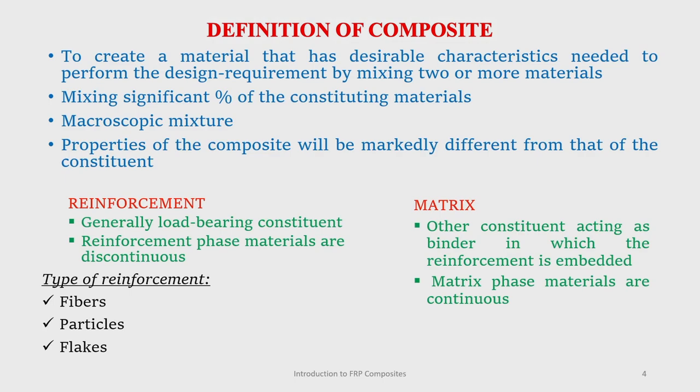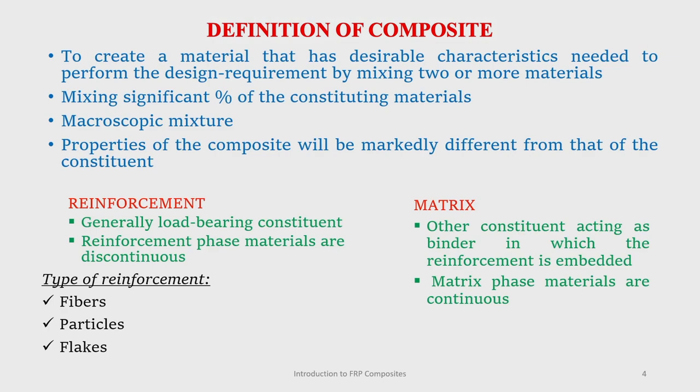This is important. To obtain desirable characteristics needed to meet the design requirements for some functional requirements, say, for example, we want a component which should be very strong. At the same time, it should be light. Now, as we know, metals are generally dense compared to, say, polymers. Therefore, the weight of metals is much more compared to polymers. But at the same time, they are far stronger than polymers. Now, could we mix, say, a metal, maybe in fiber form, with a polymer to obtain a material which is strong and at the same time light? So this is what we mean by combining two materials macroscopically to obtain certain desirable characteristics.